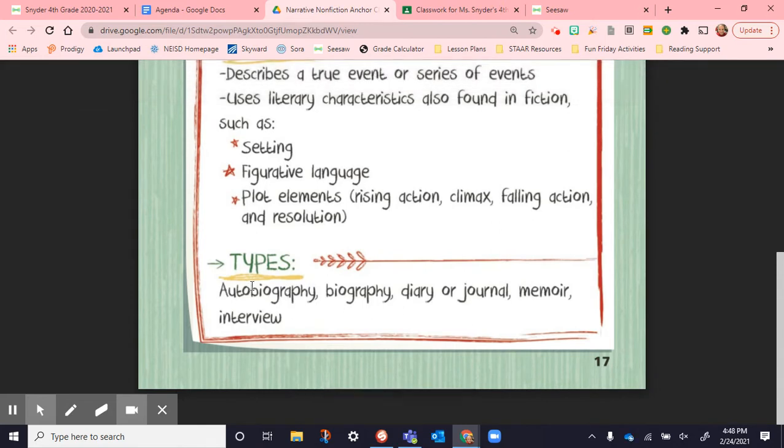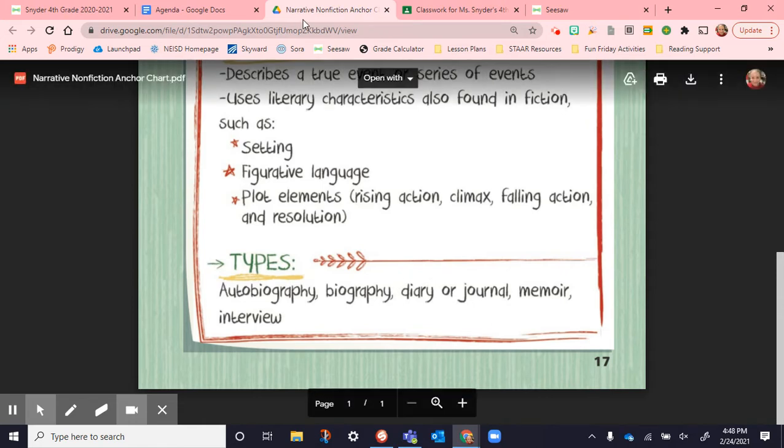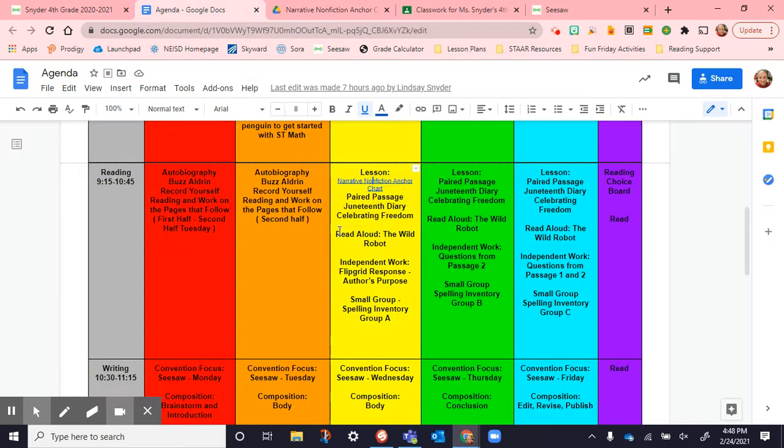So at the beginning of the week, we read the autobiography of Buzz Aldrin, and now we are reading a diary. And if you go back to the agenda, we're doing it for the next 3 days. So today we read the first passage. Tomorrow we'll read the second passage, and then the third one we'll go over.